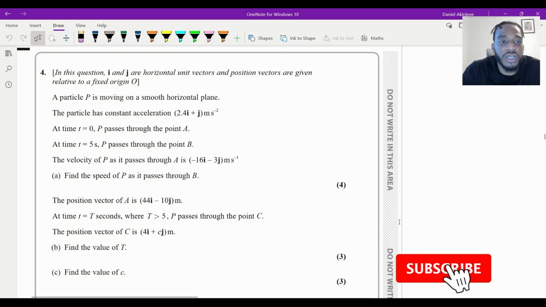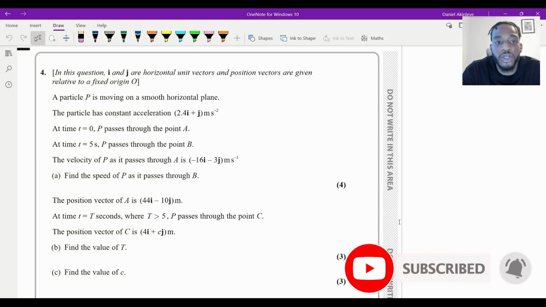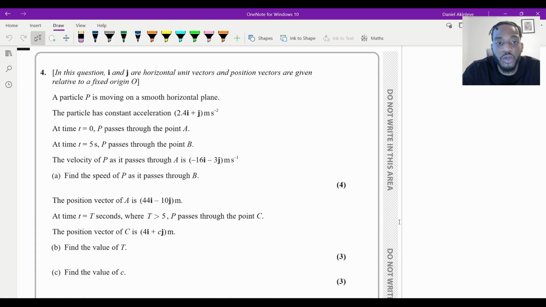Okay, so question 4 says a particle P is moving on a smooth horizontal plane. The particle has a constant acceleration of 2.4i plus j meters per second squared. At time t equals 0, P passes through the point A. At time t equals 5 seconds, P passes through the point B. The velocity of P as it passes through A is minus 16i minus 3j meters per second. Part A says we need to find the speed of P as it passes through B, for 4 marks.